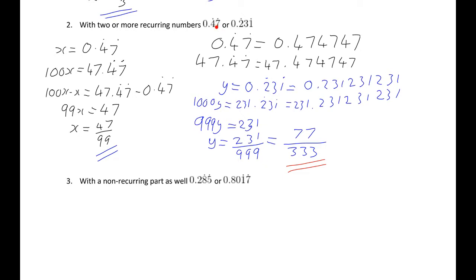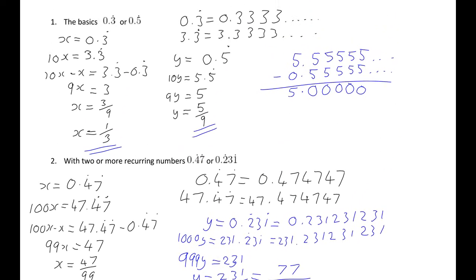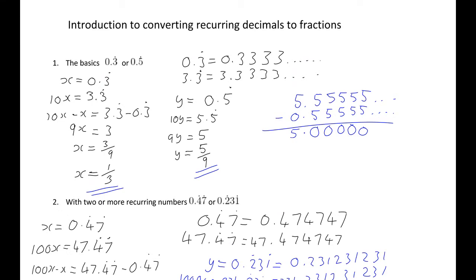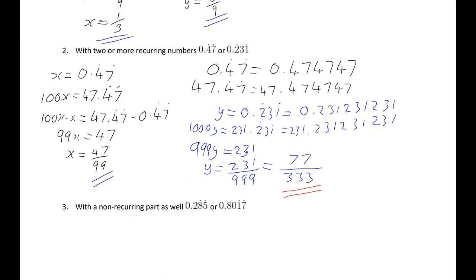Okay, so what you can see here is however many things you have got recurring is how many powers of 10 you're going to have to times it by. When at the beginning we only had one number recurring, you times by 10. When we had 2 numbers recurring, you had to times by 100. When we had 3 numbers recurring, you had to times by 1000. Okay, that is the trick to working out what you have to times by.